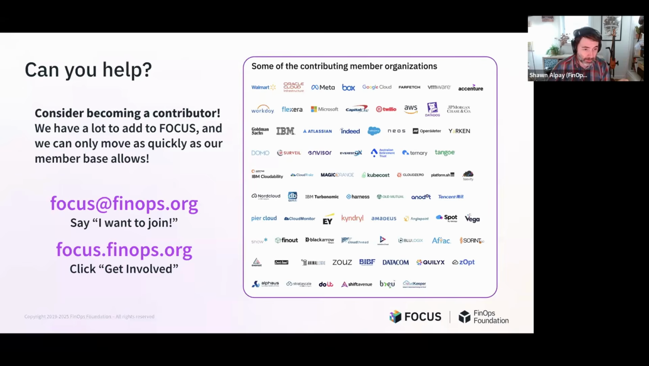You can either go to the email of focus@finops.org and say, I want to join, or you can go to the website, focus.finops.org, click Get Involved, and that will take you to the next step. You can see some of the contributing member organizations on there. It's a healthy list, but we can always use more help.